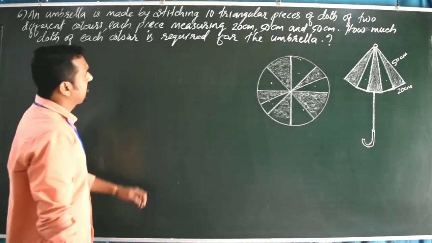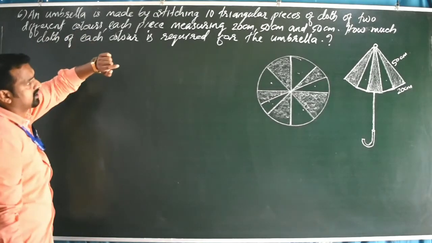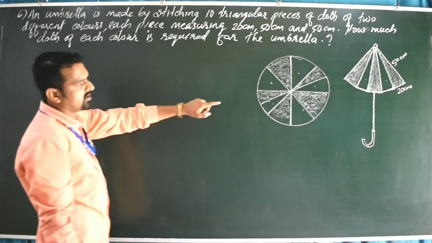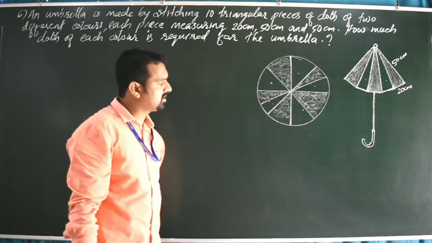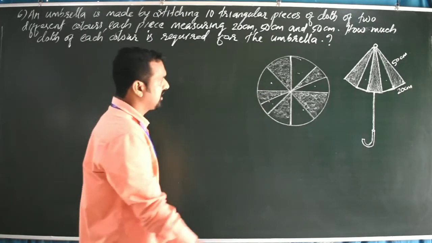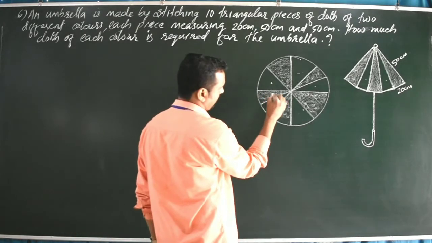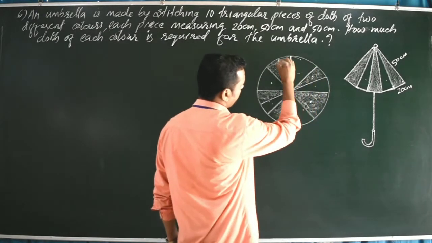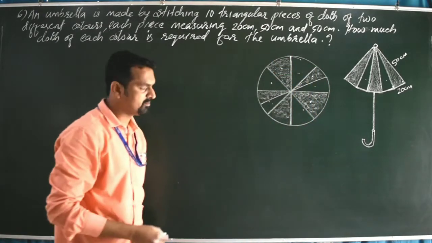So now you see, two different colors are given there. One color is black and another one is, just imagine, white. Then how many black pieces are there? 1, 2, 3, 4, 5 pieces are there. How many white pieces are there?